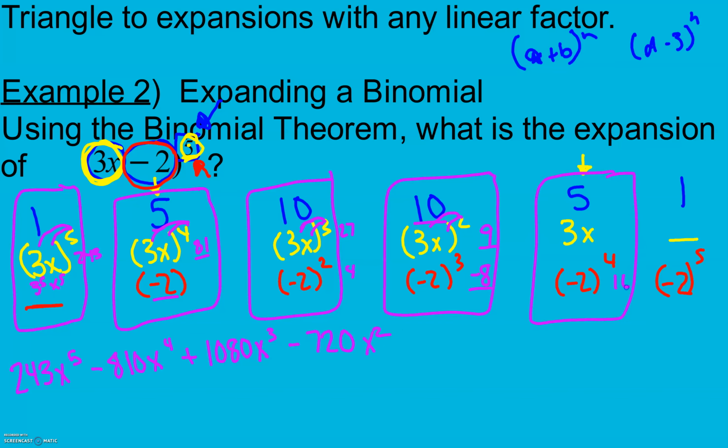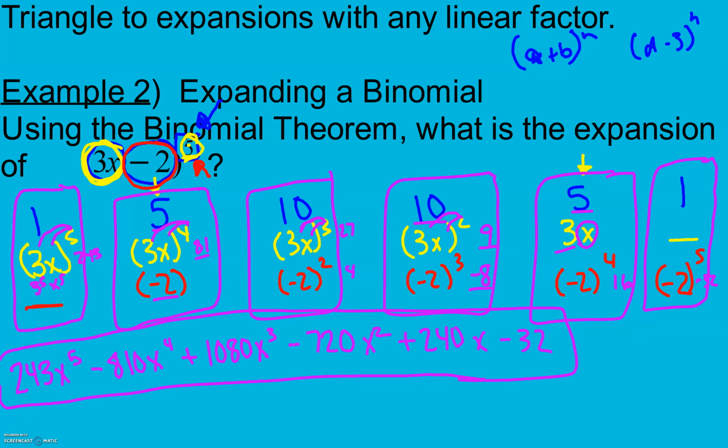Negative 2 to the 4th power is 16 times 3 times 5. Gives me positive 240, and I still have an x. And my last column is 1 times negative 32, which is just minus 32. Here is my polynomial. A couple things to keep in mind.